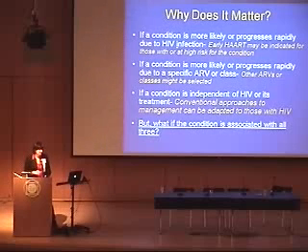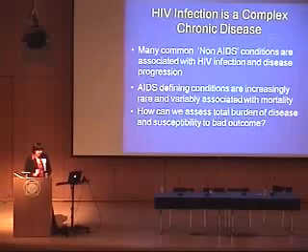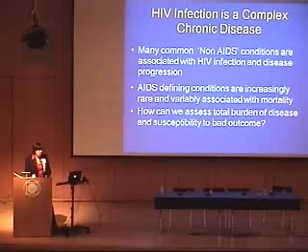But what if the condition is associated with all three, which is what I'm contending to you is the rule here, not the exception? HIV infection is a complex chronic disease. Many common non-AIDS conditions are associated with HIV infection and disease progression. AIDS-defining conditions are increasingly rare and variably associated with mortality.